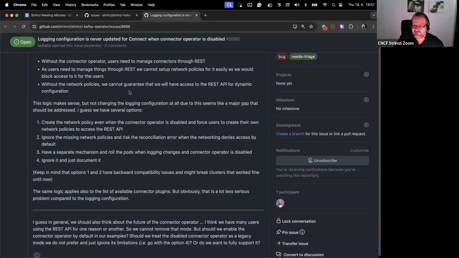Or we can try to do the logging configuration and just fail if the network policy is missing and leave it to the user to fix it. Or I guess we can build some separate mechanism to roll the pods, for example, when the logging changes. But I'm not really sure what's the best approach for that. Anyone has any thoughts on this?